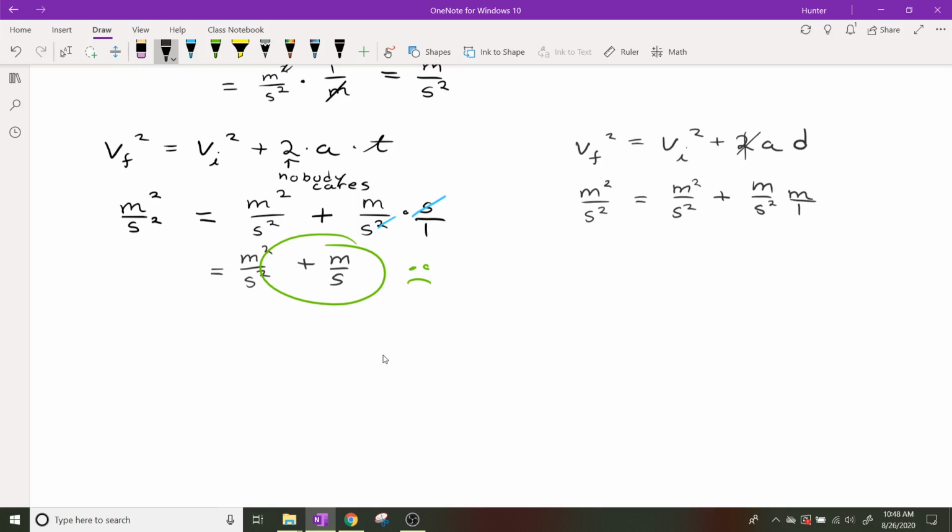So then you get meters squared per second squared equals meters squared over second squared, plus meters squared over second squared. Well, these are both the same unit, so I can add those together, and it's perfectly fine. So this is okay. And if you want to make yourself feel better at the end, you can put meters squared per second squared equals meters squared per second squared.